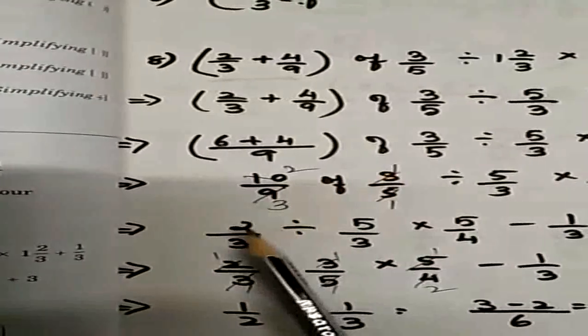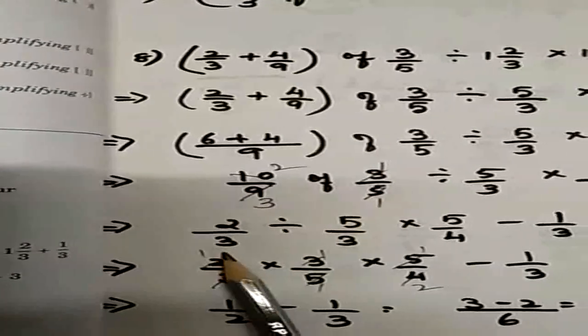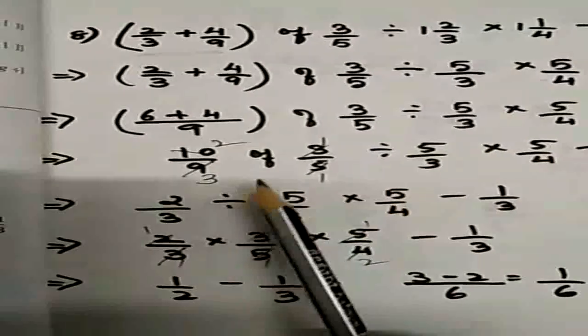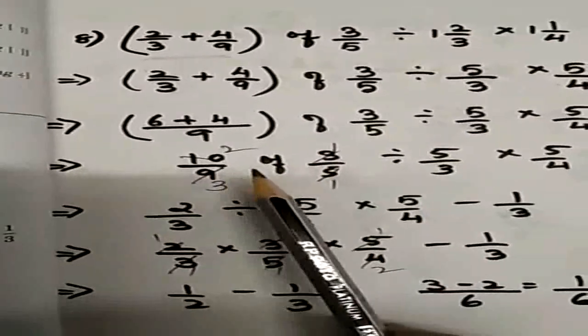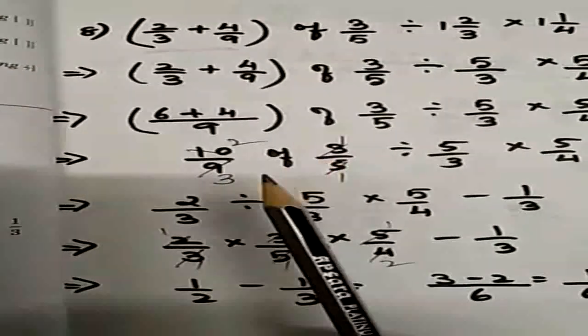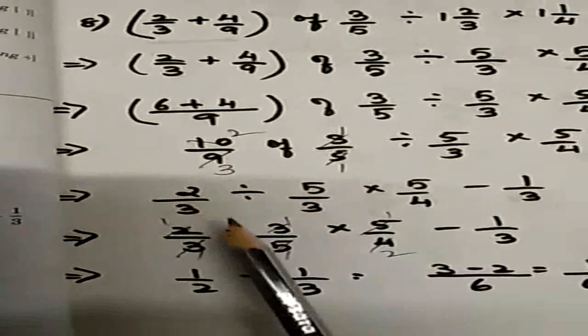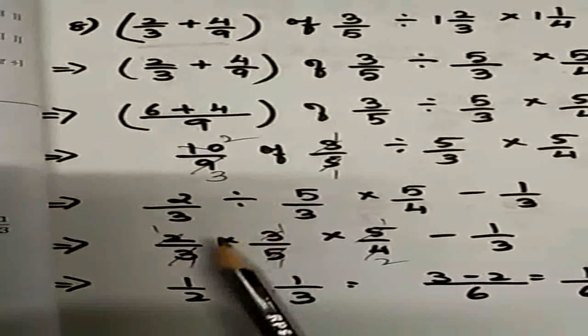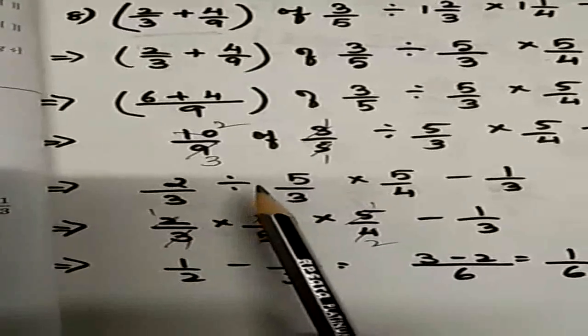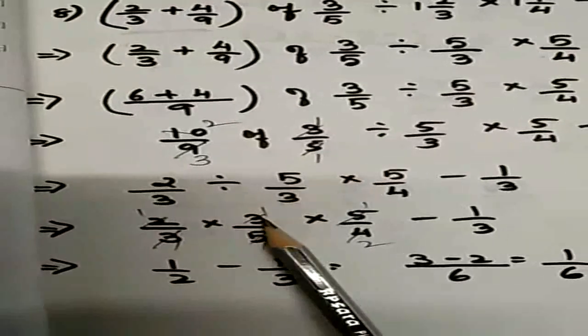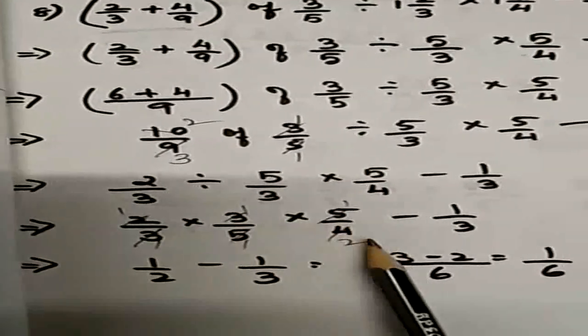2 into 1 is 2, 3 into 1 is 3. Then divided by, and copy down the rest of the things. After solving the of, B, O, then D, D is for division. Next you have to solve this division. Now 2 by 3, division will change into multiplication. When you change division into multiplication, you have to invert this 5 by 3 as 3 by 5, then into 5 by 4, minus.